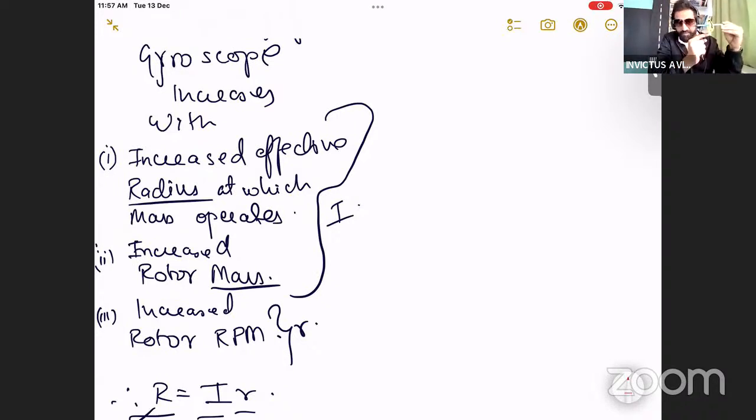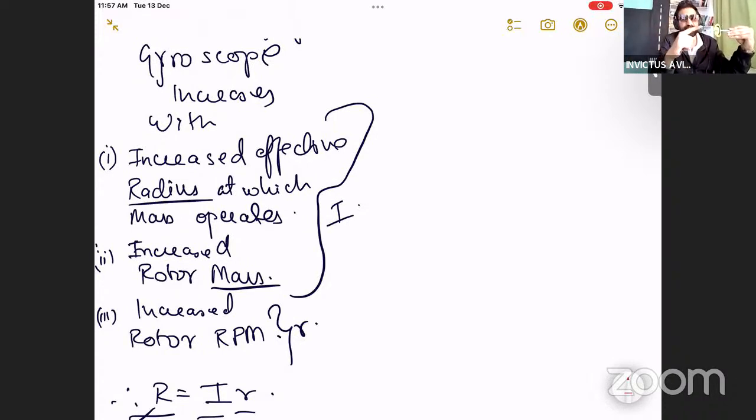Not here. If the precession would have acted here, I would have got this. But precession is not acting here. It's acting 90 degrees in the direction of rotation. So the direction of rotation is this. So 90 degrees is this point over here. This point. So the deflection will be obtained at this point.